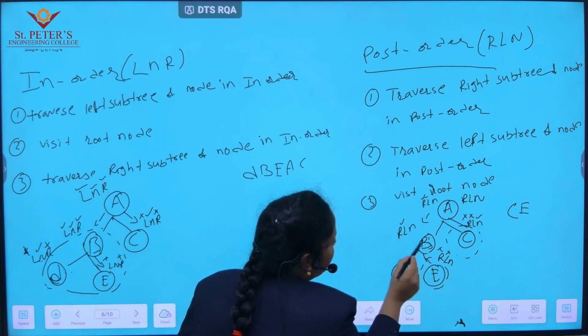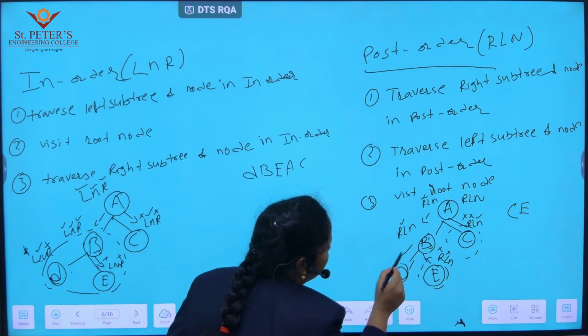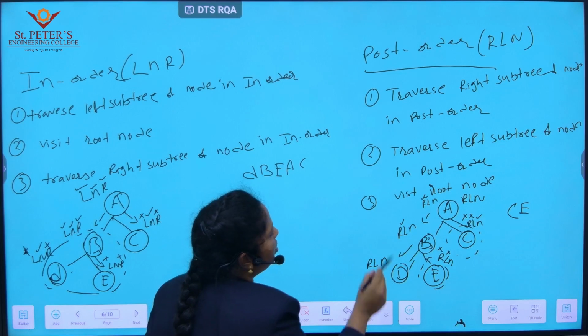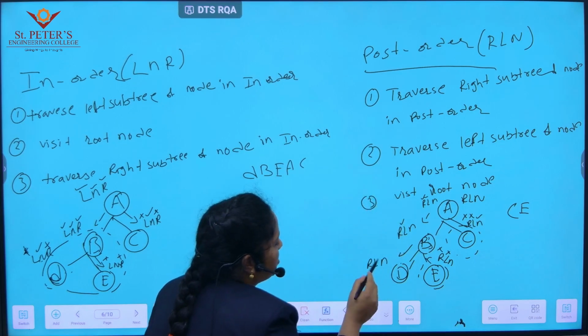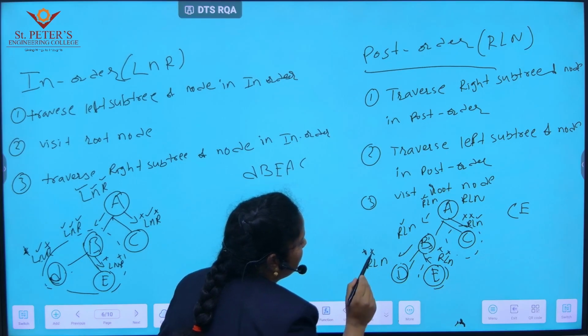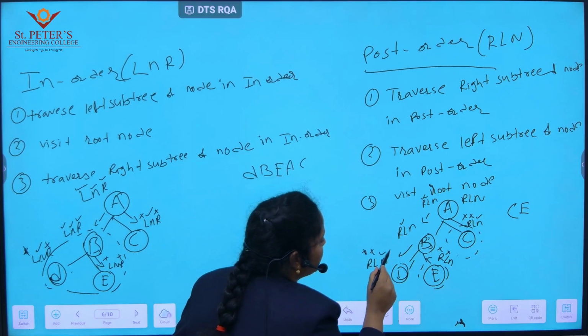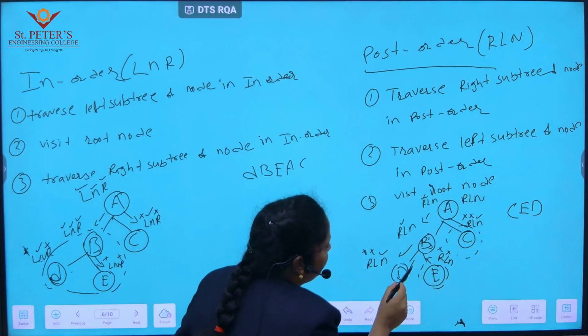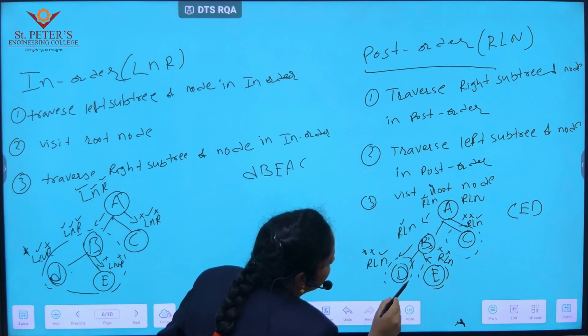Next, left is there for B? Yes, left is there. We have to apply again on this node that post order technique. So right is there for D? No right. Left is there? No. So only node is there. What is the node here? D. So left part of B also completed.